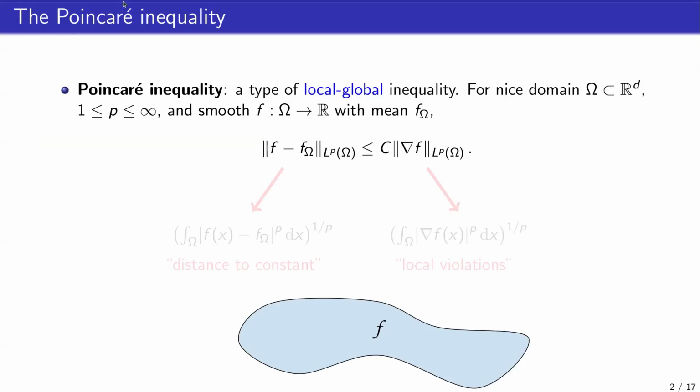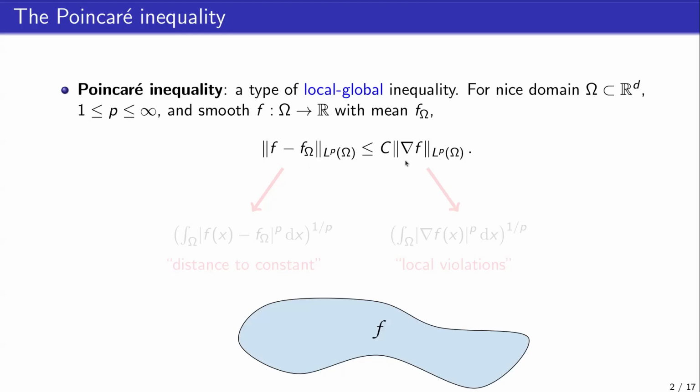A Poincaré inequality is a type of local to global inequality in the following sense. So fix some domain in Euclidean space, some parameter p that doesn't matter too much, and then some smooth enough function f, whose mean is f sub omega. The inequality says that the distance from f to its average in L^p norm is at most some constant times the norm of its gradient.